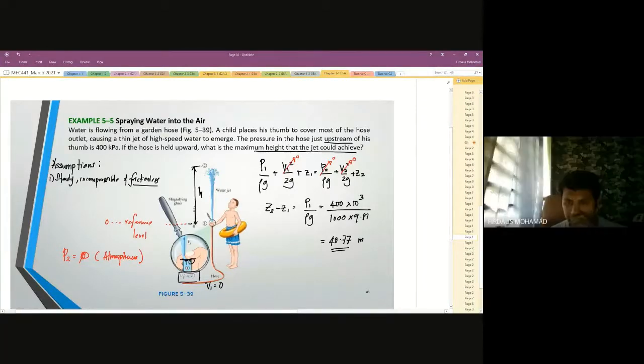Dapat. Okay, so maknanya daripada point 1 ni ke point 2 kita dengan pressure almost 400 kilopascal, air ni boleh pergi up to 41 meter ataupun 40.77 meter. Okay, faham? How to use the Bernoulli equation? Ada soalan?